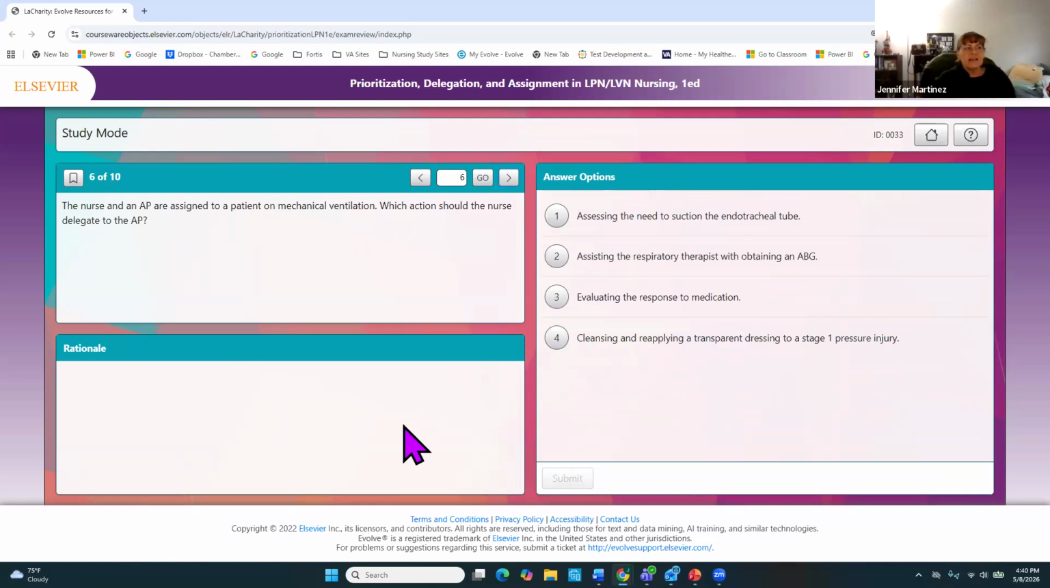All right. The nurse and an assistive personnel are assigned to a patient on mechanical ventilation. Which action should the nurse delegate to the assistive personnel? 1, assessing the need to suction the ET tube. 2, assisting the respiratory therapist while obtaining an ABG. 3, evaluating the response to a medication. Or 4, cleansing and reapplying a transparent dressing to a stage 1 pressure injury.